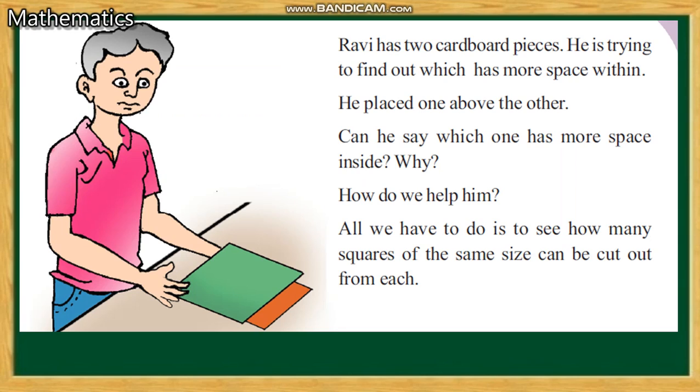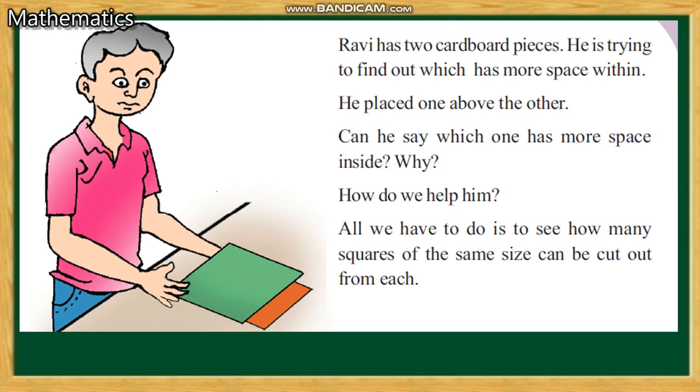Ravi has two cardboard pieces, one green and one red. He is trying to find out which has more space within. He placed one above the other, as we did in our previous questions.